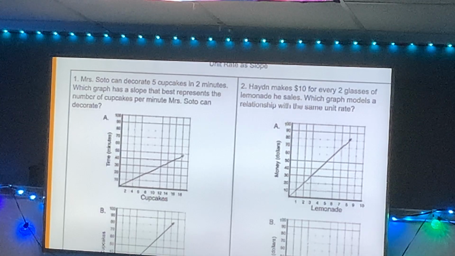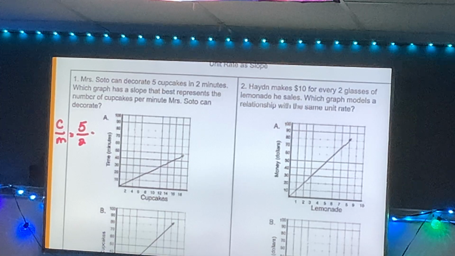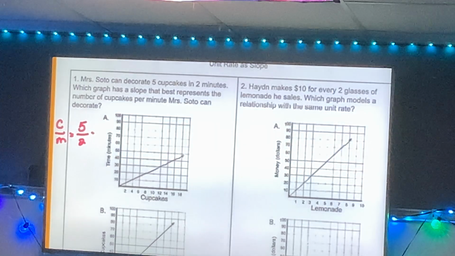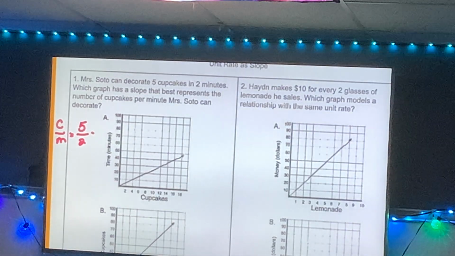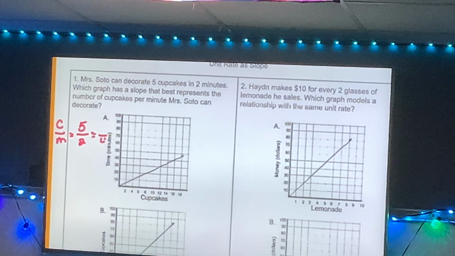Okay, Miss Soto decorated 5 cupcakes in 2 minutes. So we have cupcakes and we have minutes. And she has 5 cupcakes in 2 minutes. Now, when you're looking at these, do they even have a 1 on your graph? No. So I wouldn't even worry about doing it to a unit rate of 1 because they don't even give me that choice. So let's do, it goes to 4. So let's do 4 minutes. Gonna kind of change what we're doing. You could figure it out for 1 and then multiply by 4.